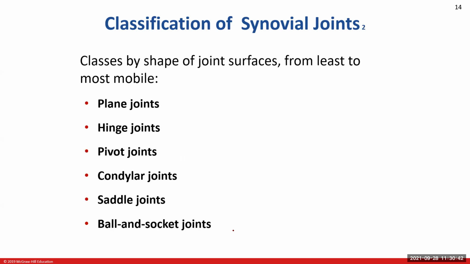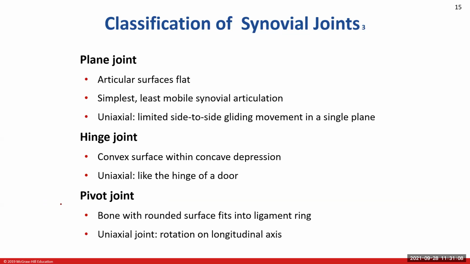Let's break it down and talk about the mobility of these joints. We have plane joints, hinge joints, pivot joints, condylar joints, saddle joints, and ball and socket joints. As we move down our page here, we go from least mobile to the most mobile. So the plane joint is going to be the least mobile, and the ball and socket joint is going to be the most mobile. Let's start off with our plane joint.